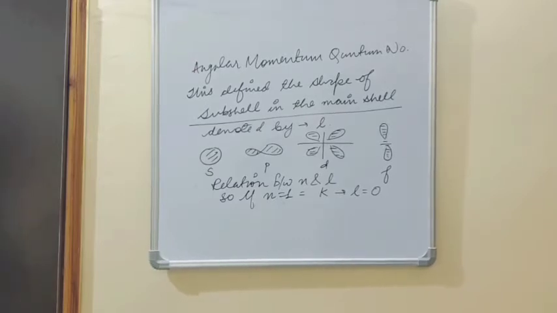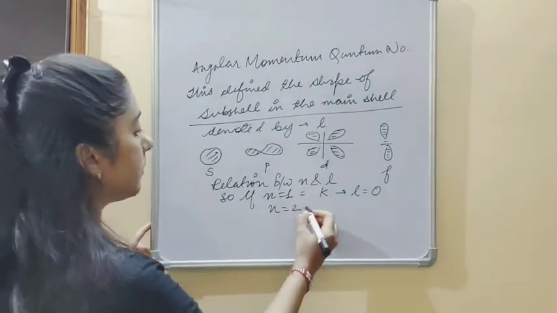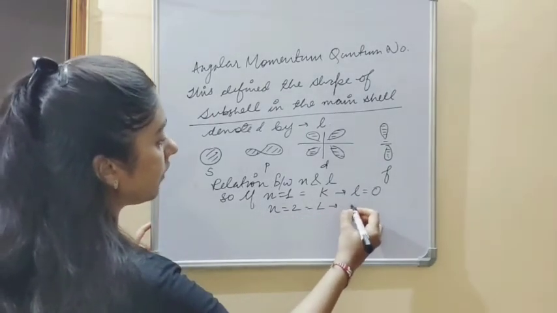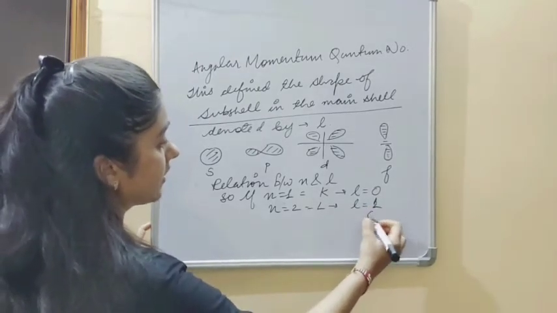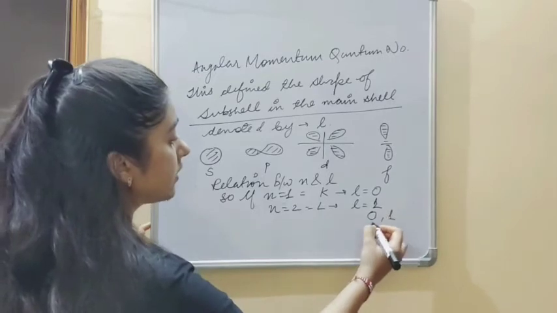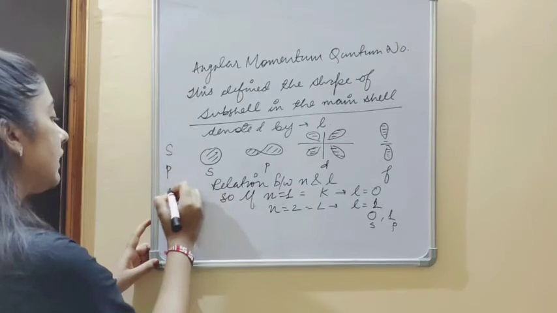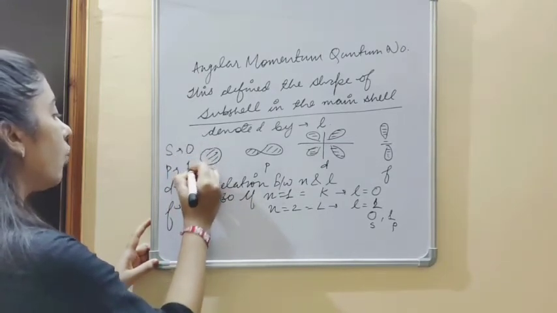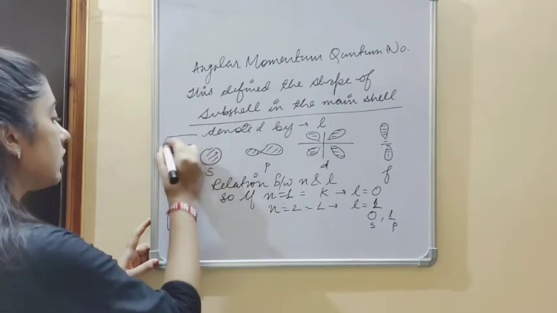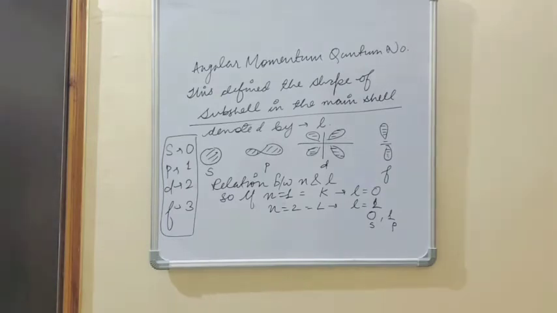For the second one we have n equals 2, meaning the L shell, and there we have 2 subshells, meaning 0 and 1, where 0 is for S and 1 is for P. So S, P, D and F are identified by the numbers 0, 1, 2 and 3. With the help of this table we can identify the relation between the principal quantum number and the angular momentum quantum number.